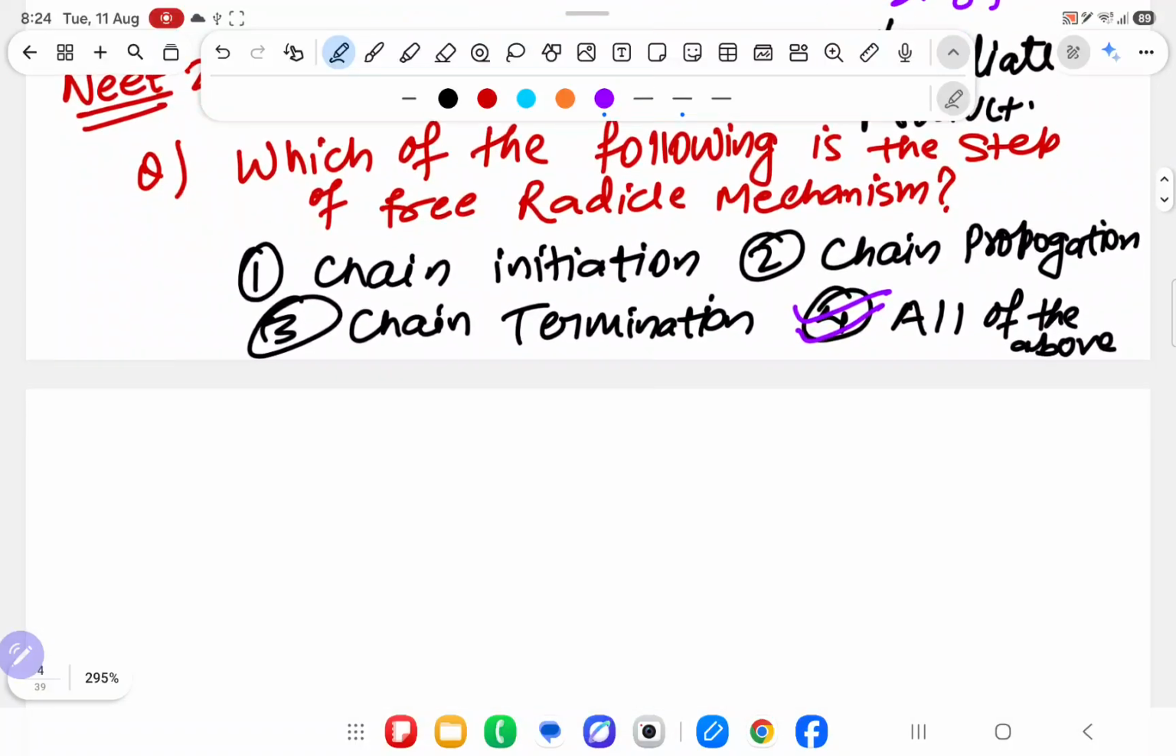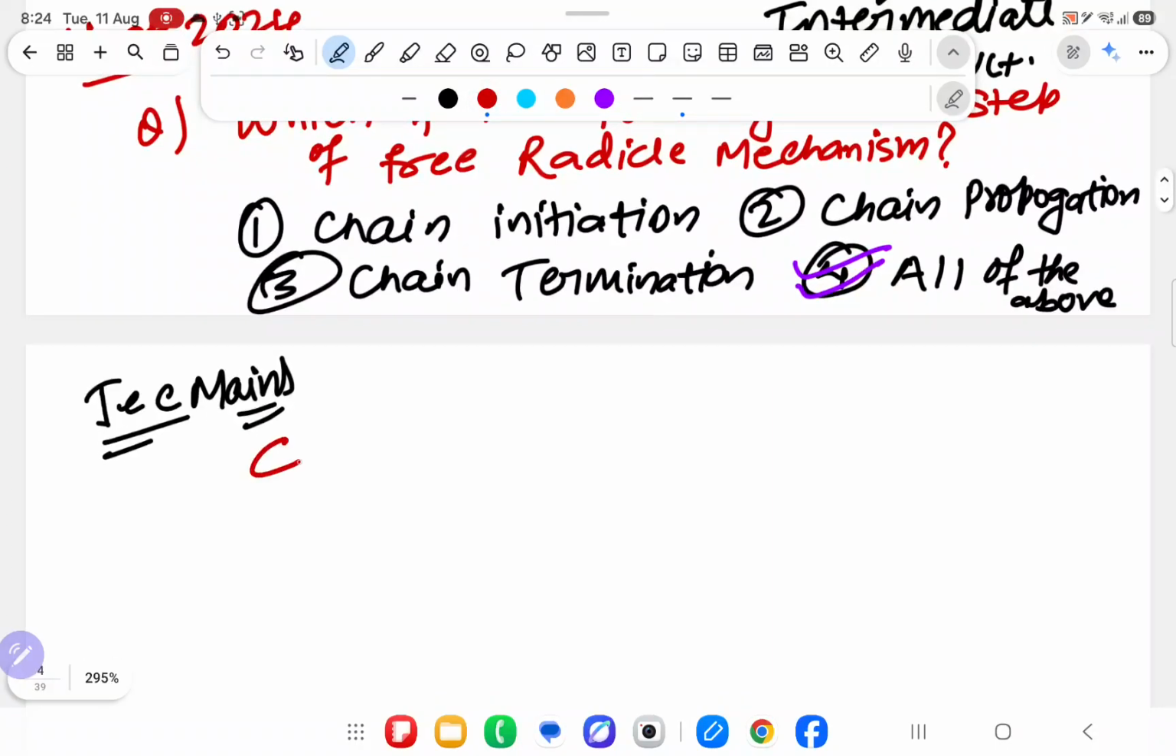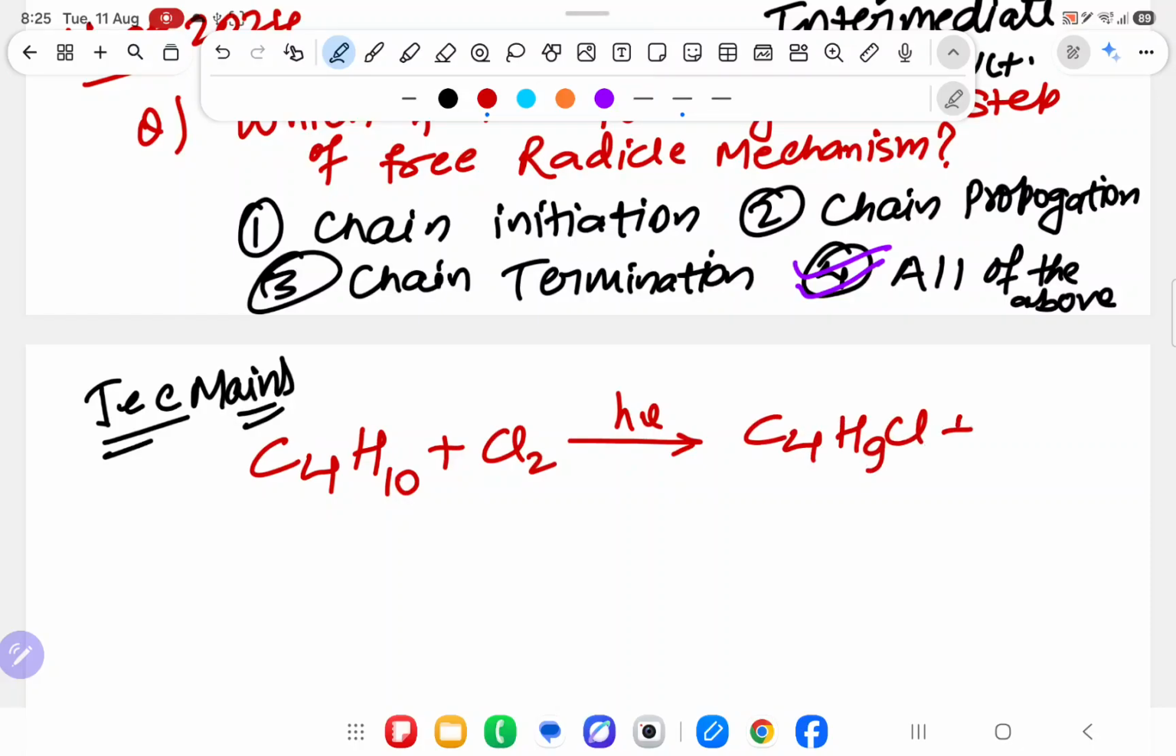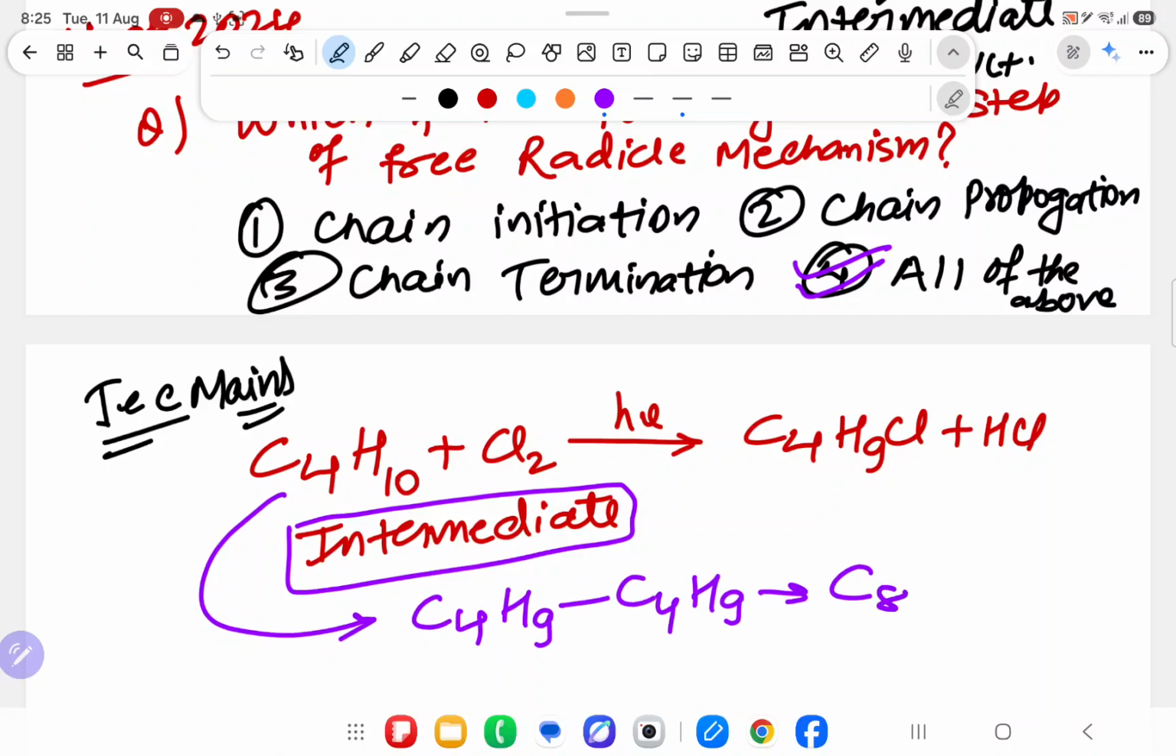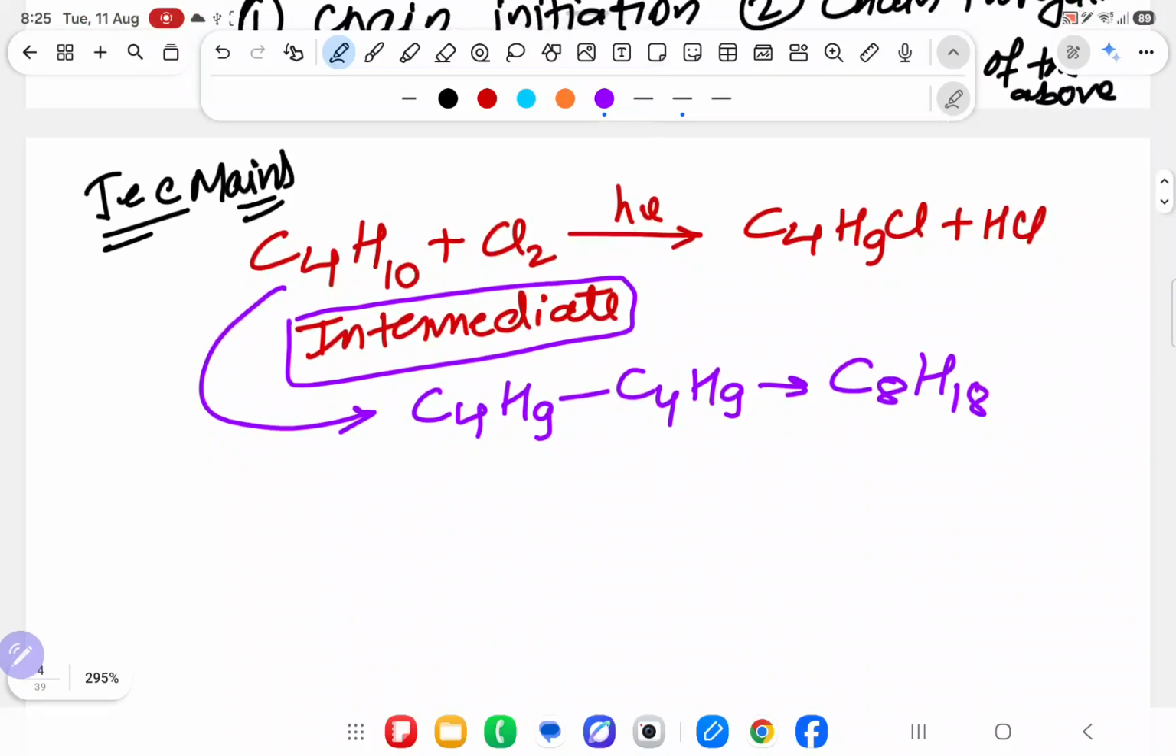This is the answer. The second type of question is a JEE Mains question. In that question, suppose they give you C4H10 plus Cl2 in presence of h nu, or photon or sunlight, forming C4H9Cl plus HCl. What is the intermediate of this reaction? So do one thing: C4H10 is there, make C4H9, another C4H9. It will become C8H18.